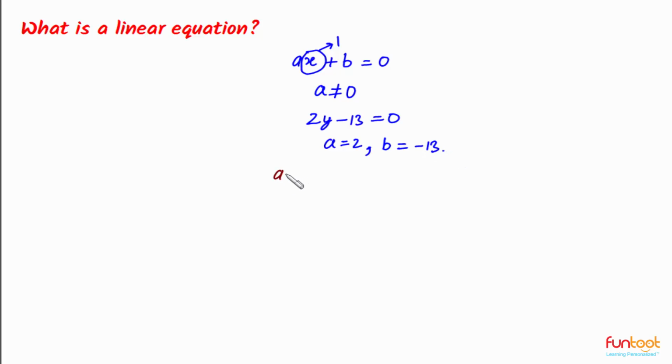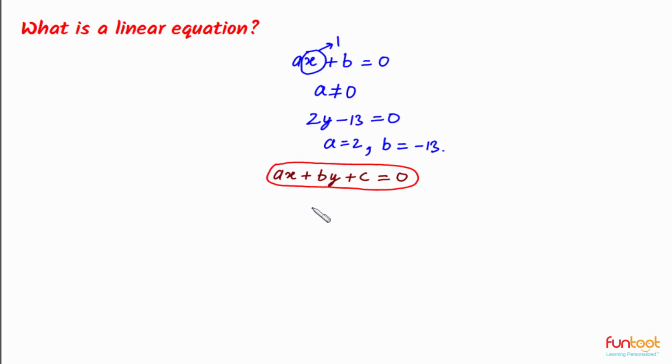Let's take one more equation. Ax plus by plus c equal to 0. Is this a linear equation too? Yes, here the degree of this equation is 1, so this is a linear equation. Here x and y are two variables and a, b and c are constants. This is a linear equation in two variables, and here we will focus more on linear equations in two variables. This form is called as standard form of a linear equation in two variables.